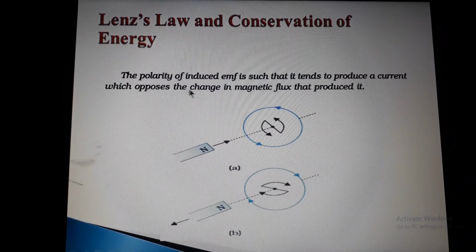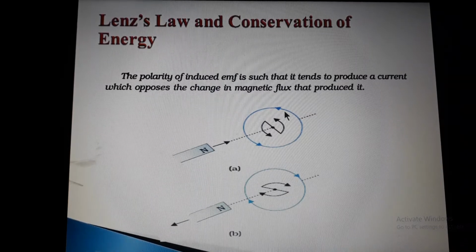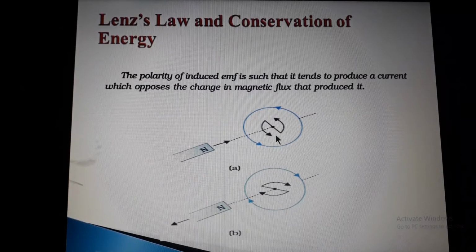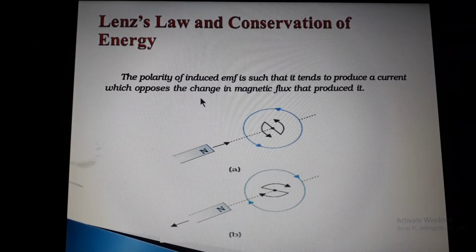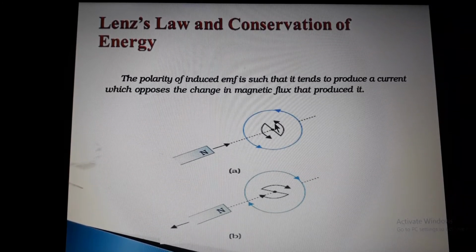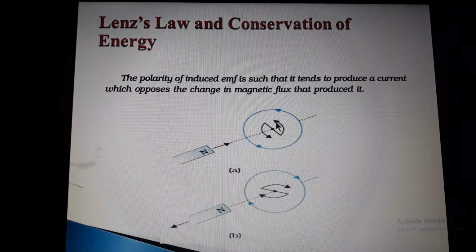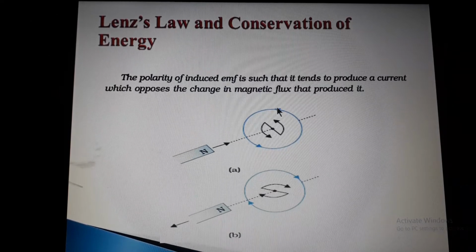To oppose the change in magnetic flux, that is only possible if the current flows in the counterclockwise direction. Just see, this arrow shows the direction of current. So here you can see this is the counterclockwise direction.